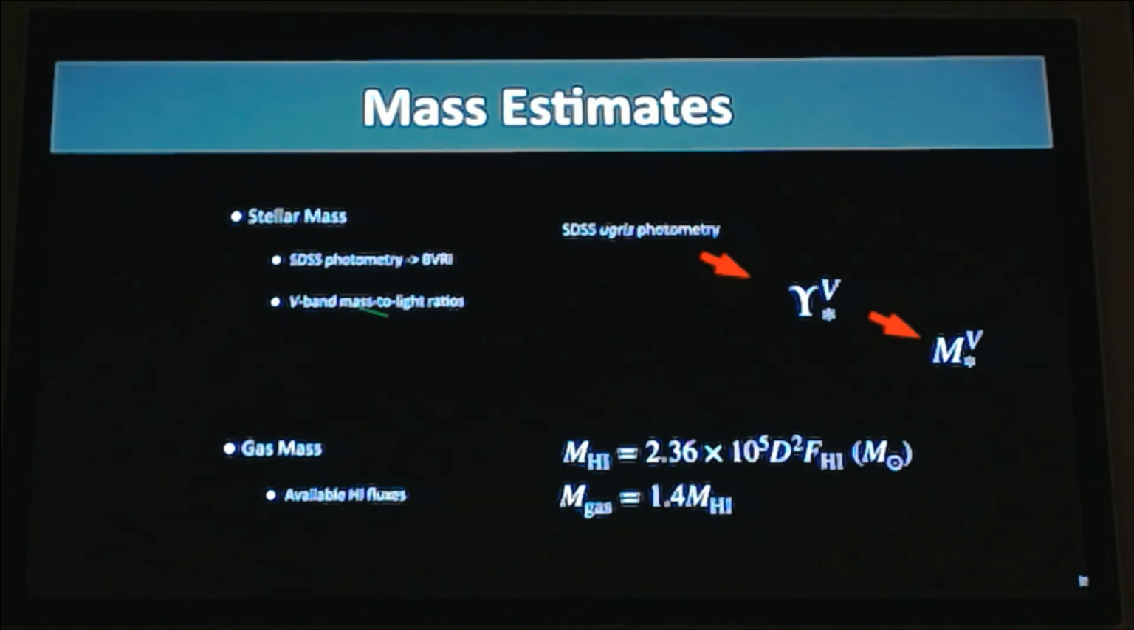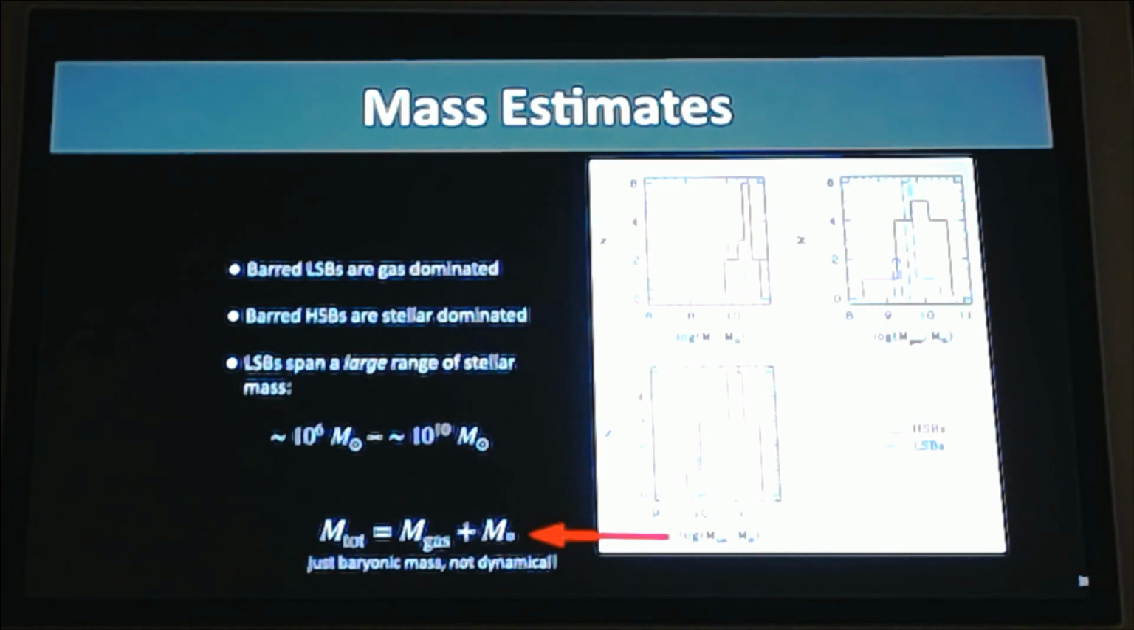So by obtaining a V-band mass to light ratio, we can estimate a V-band luminosity, so we get an estimate of the V-band stellar mass. Again, for our gas mass, we can obtain available HI fluxes, so we're creating a subsample of our total LSB and HSB sample, and we can convert that into a gas mass. And this is what we find. So we have the stellar mass in the top left, the gas mass top right, and the total mass in the bottom. This is not the dynamical mass, this is just the total baryonic mass, so your gas plus stars.